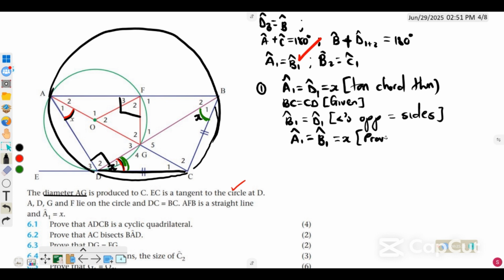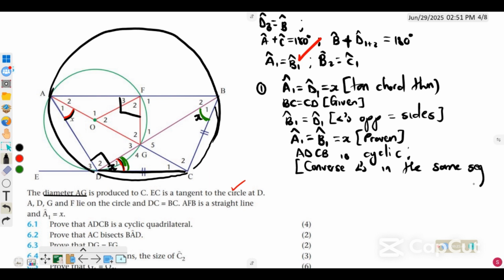Then you can conclude now that ADCB is cyclic. Why is it cyclic? Then you can either say that it's the converse of what? Of angles in the same segment. There's two options. You can partially state the theorem. So, converse angles in the same segment.